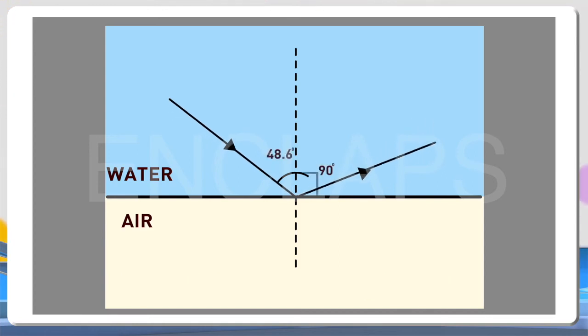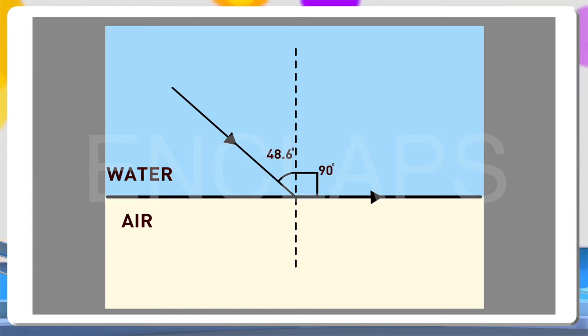Here, the same water-air interface, but the angle of incidence is changed to 48.6 degrees. We know that the critical angle of water is 48.6 degrees, which is the angle of incidence here. So, the light ray will travel through the interface of the media. That is, the angle of refraction is 90 degrees here.